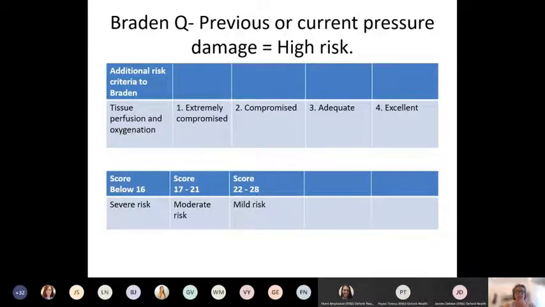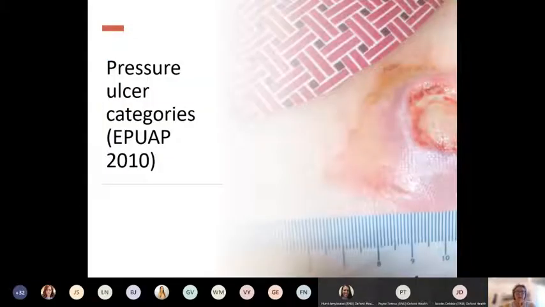Okay, so these are the additional bits that come on the Braden Q. They have a couple of extra things that we don't have on the adult one. Okay, so that's a whistle stop through that.